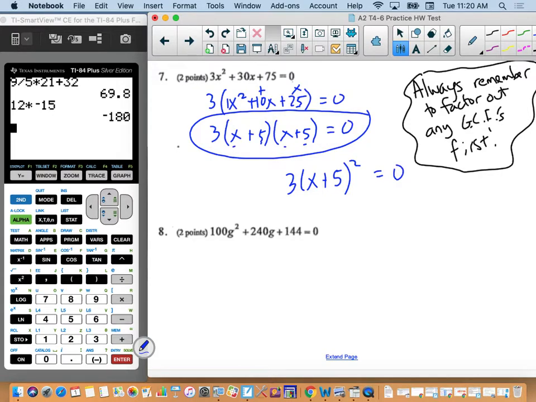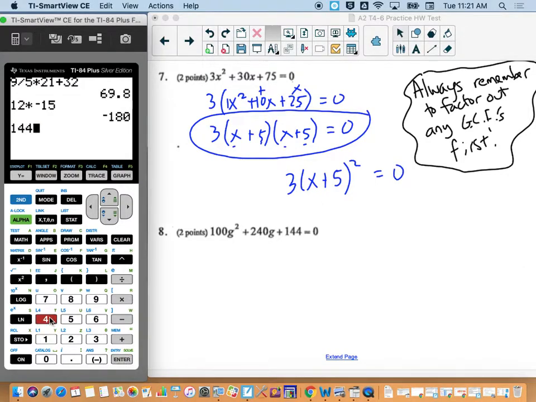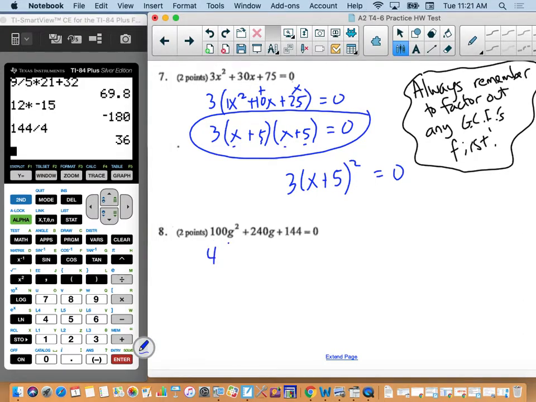So I'm going to do the same thing for this one. So I might check for the greatest common factor. I know 2 is, and maybe find a bigger one. I wondered if 4 is a factor of 144. And I think that'll be it, because if I divide everything by 4, 100 divided by 4 is 25. 240 divided by 4 is 60, and 144 divided by 4 is 36.